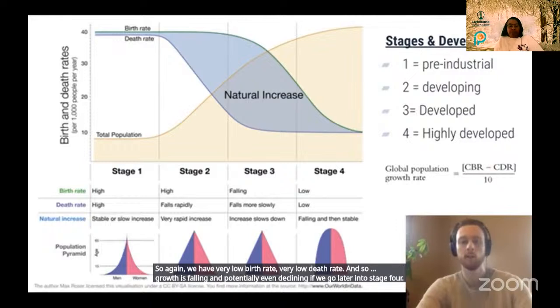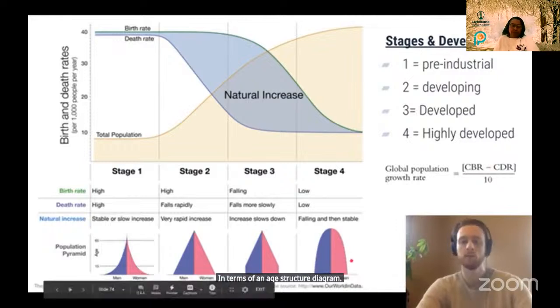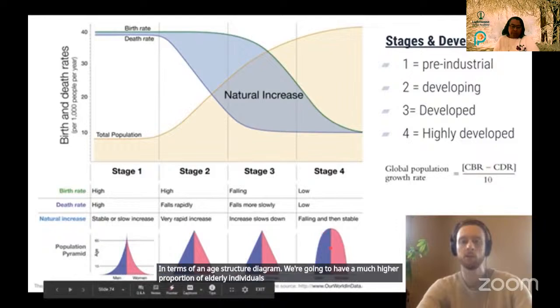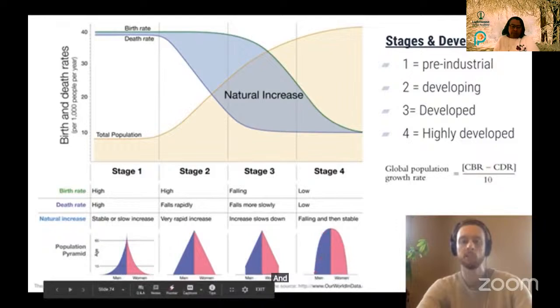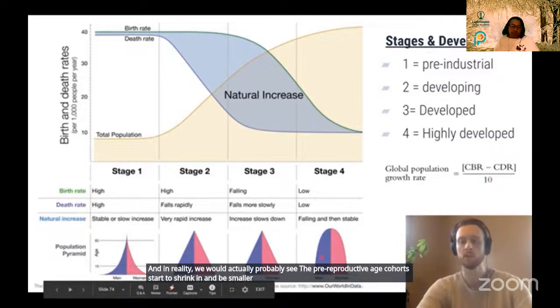In terms of an age structure diagram, we're going to have a much higher proportion of elderly individuals than any of our other stages. And in reality, we would actually probably see the pre-reproductive age cohort start to shrink and be smaller than our reproductive age cohort.